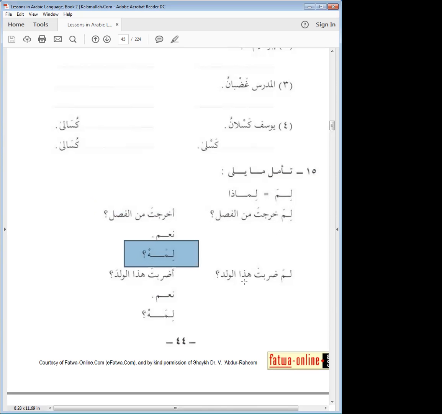So here we see the question asked. When we have Lima by itself, you add the Ha at the end, the Ha with the sukun on it. Otherwise, if there's a sentence after it, you don't put the Ha, as we see above. Lima kharajta min al-fasli. Why did you leave the classroom? If you're just asking why, you say Lima, Lima, right?